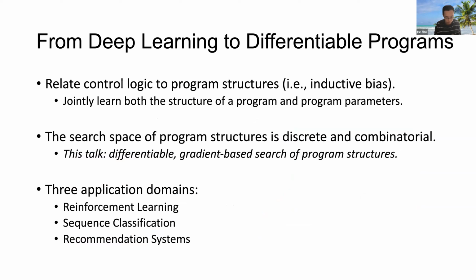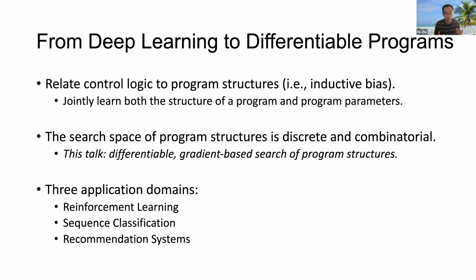So the key takeaway from the example is that we want to relate the control logic learned by a program with the program structure to make it interpretable. And a programmer is more familiar with programs than the architecture of a neural network in terms of interpreting the logic of the program and then debugging why the program goes wrong.